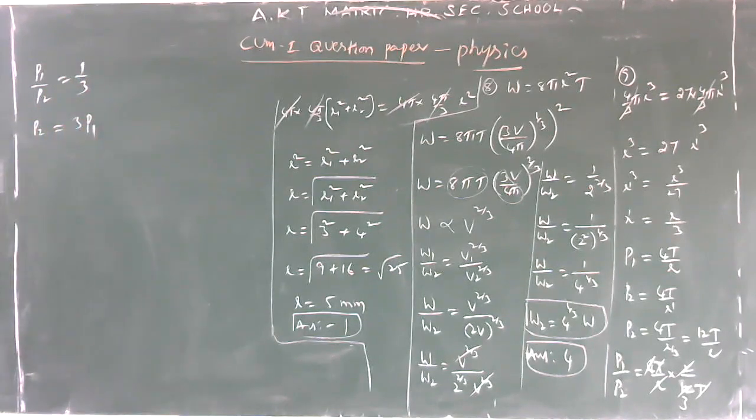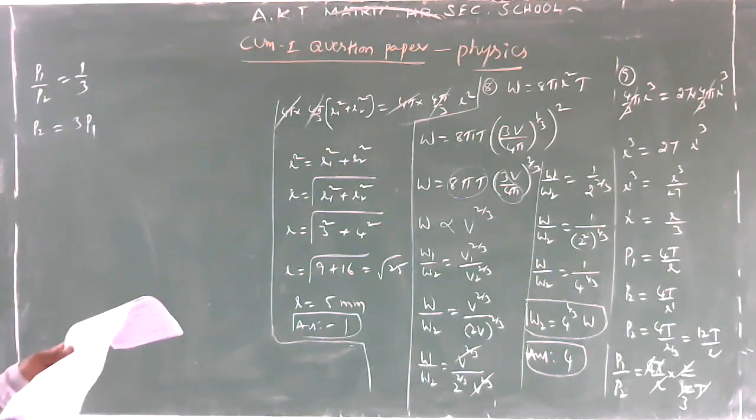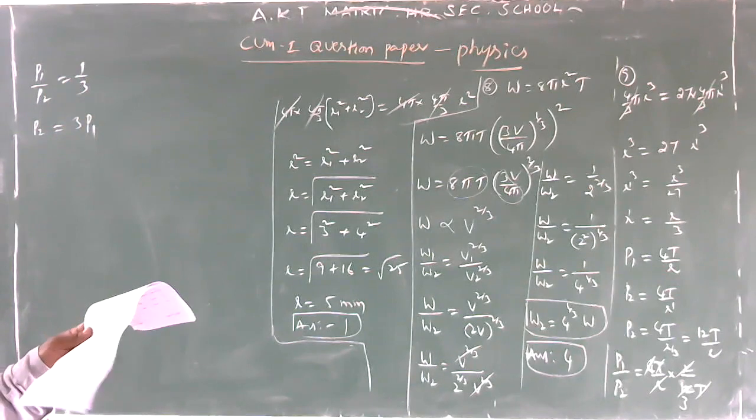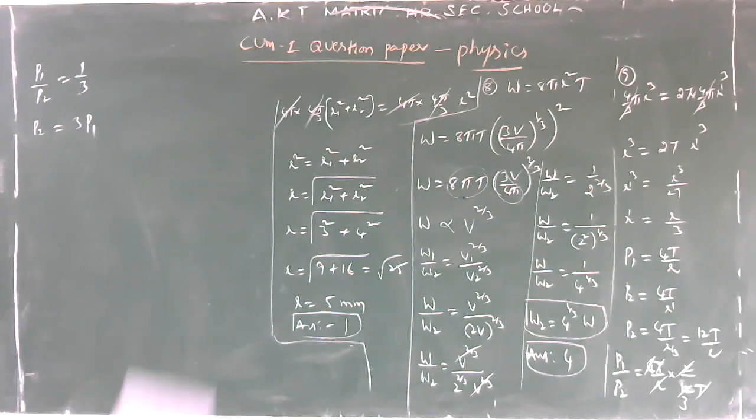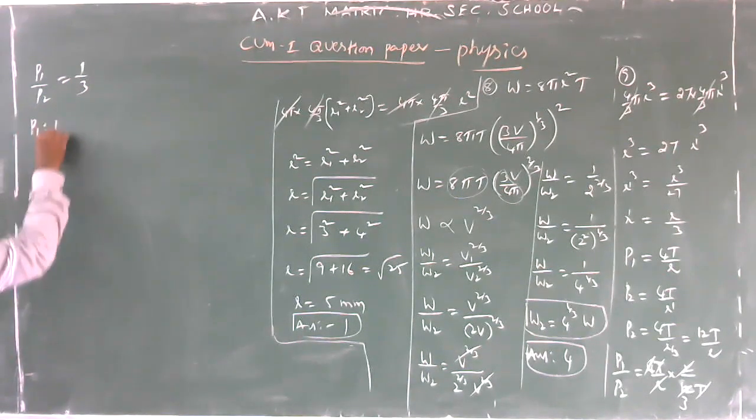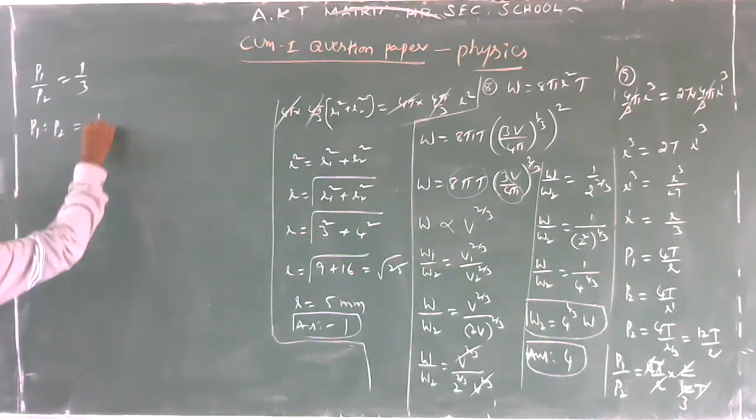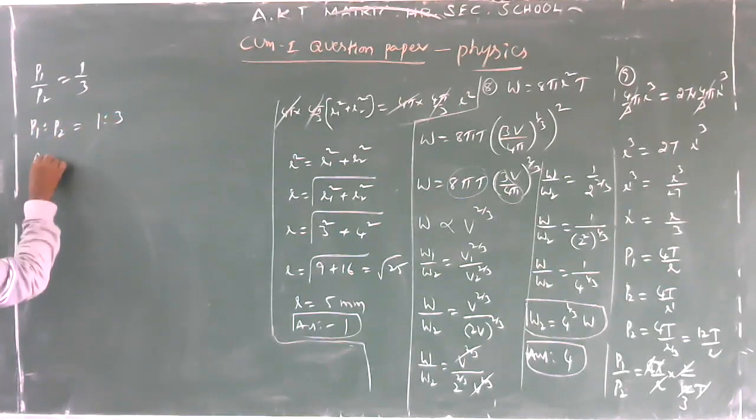So what happens? The excess pressure inside a small bubble becomes 3 times the pressure inside a big bubble. So the pressure increases by how many times? 3 times. So which option is correct for the 9th question? Or there is a ratio. P1 by P2, or P1 is to P2, is equal to 1 is to 3. So which option is correct for the 9th question? Third option is correct.